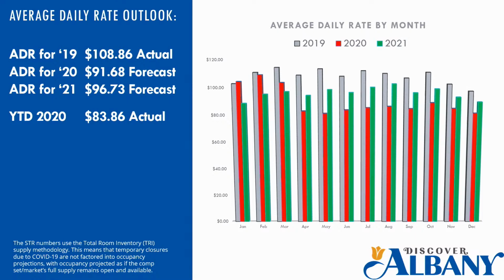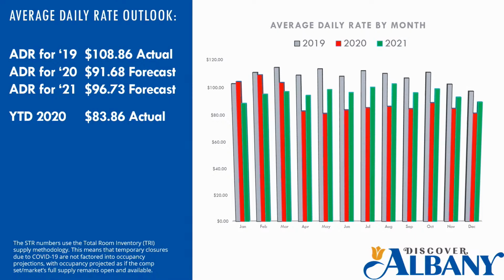The forecast for ADR at the end of this year will be $91.68, and the hopes or the forecast for 2021 will be $96.73. Current year-to-date ADR is just under $84. That was at the end of, I believe, September data that I drew from.